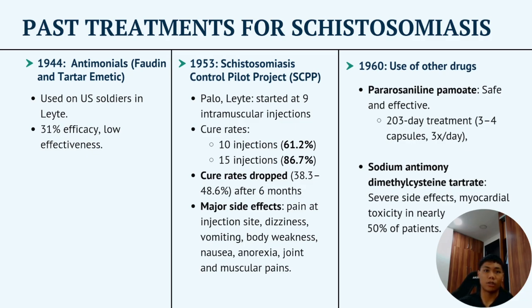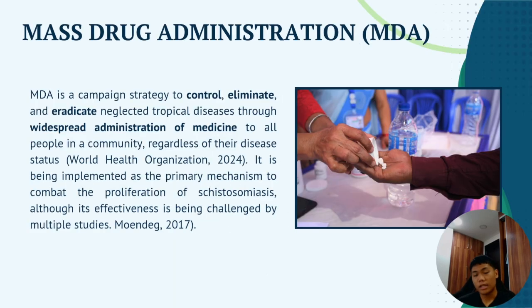Therefore, in 1960, other drugs, parasonylene pamoate and sodium antimony dimethylcysteine tartrate, were used. For parasonylene pamoate, it was safe and effective, but it did take 203 days to treat, and 3 to 4 capsules were taken 3 times per day. For sodium antimony dimethylcysteine tartrate, patients suffered from severe adverse reactions, including myocardial toxicity, which was present in almost half the patients. With this, the government had to come up with a different strategy, and one of the proposed strategies was mass drug administration, or MDA.